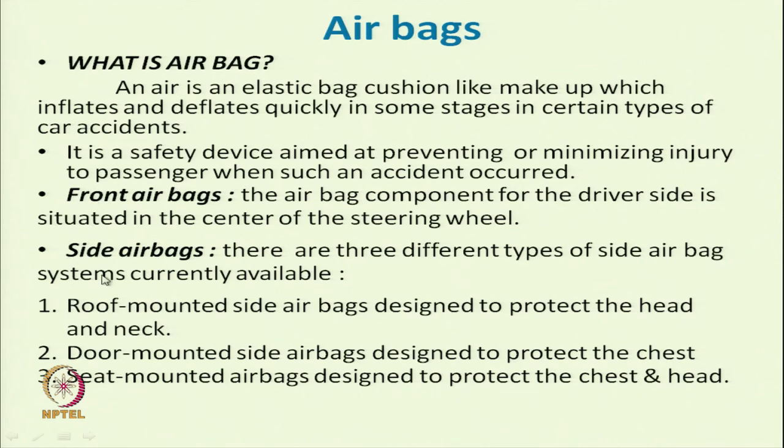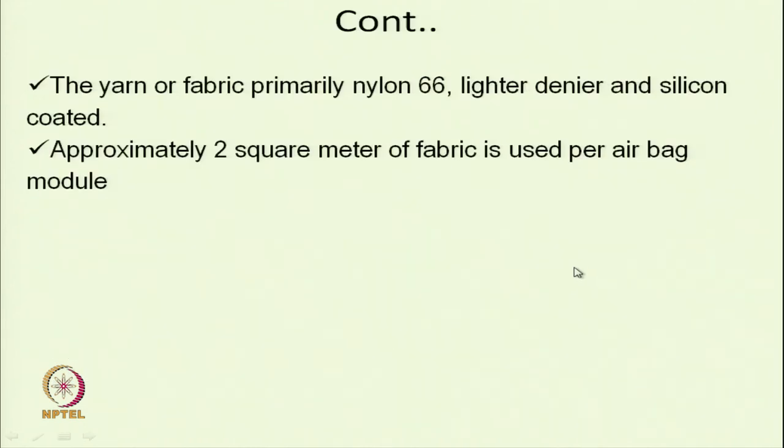There are two types of airbags, front airbags and side airbags. The airbag for the driver side is situated at the center of the steering wheel, and side airbags include the roof mounted airbag. The roof mounted side airbag is designed to protect the head and neck. Door mounted airbags protect the chest, and seat mounted airbags are designed to protect the chest and head. So, there are airbags at different locations of the car to protect our body at the time of any accident.